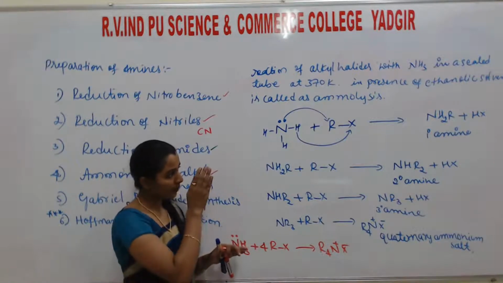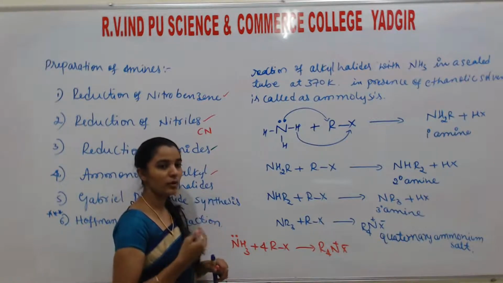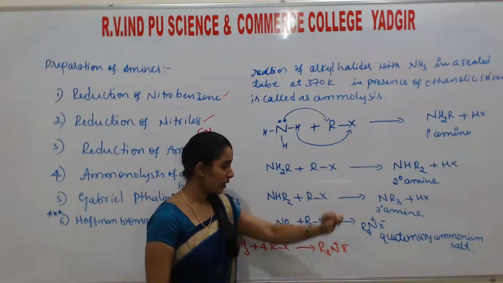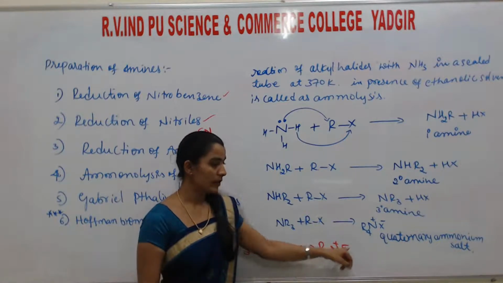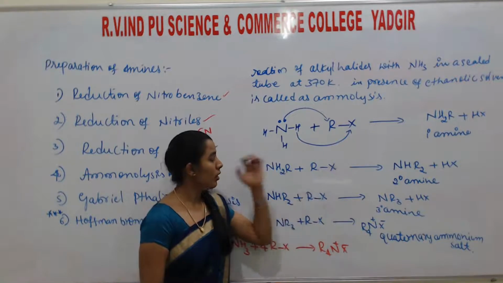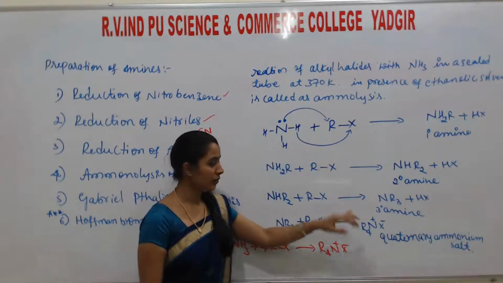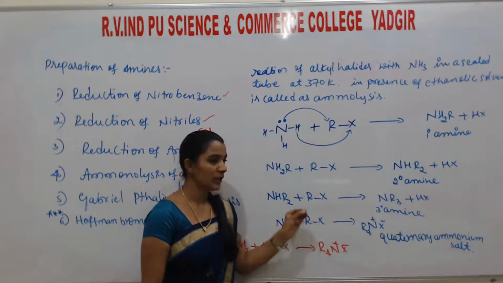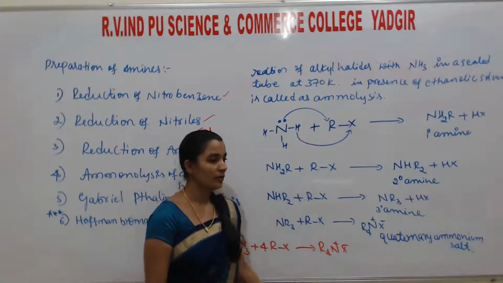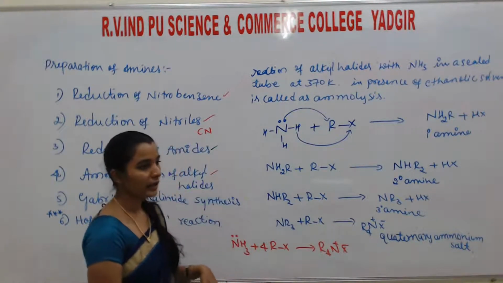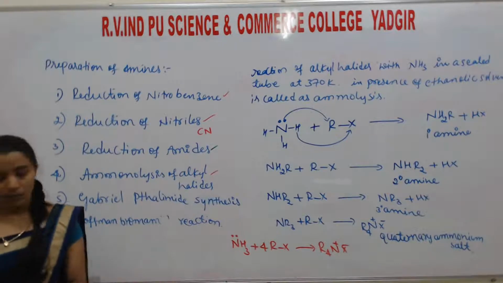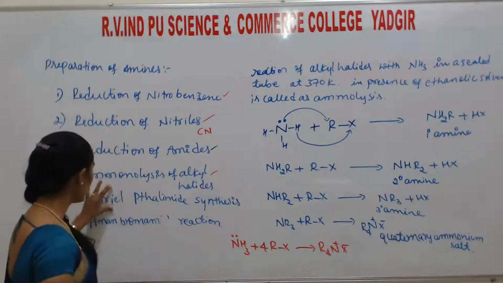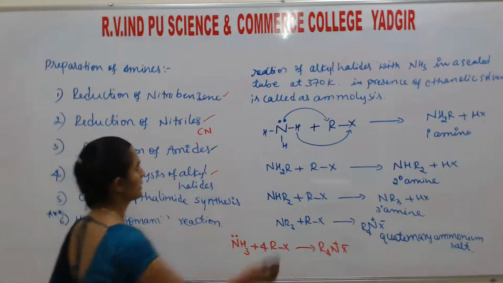This is the question they are going to ask in the NEET examination. About ammonolysis, they directly ask how many moles of RX are required. Or they may directly give CH3 4 times N plus Cl minus. How many moles of CH3Cl are required to form this type of compound? From this you will know whether it is primary, secondary or tertiary, then you will understand how many moles of the respective alkyl halide are required. So this is ammonolysis of alkyl halides. The next one is Gabriel phthalimide synthesis.